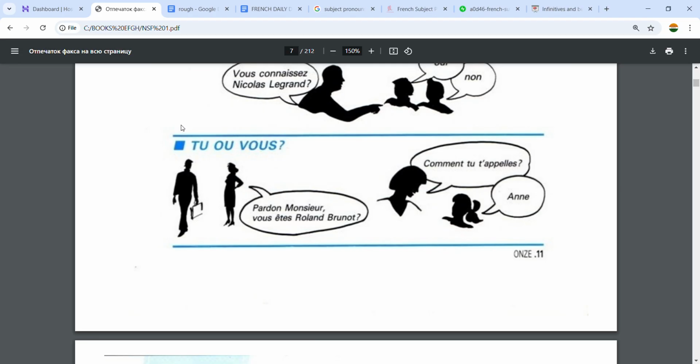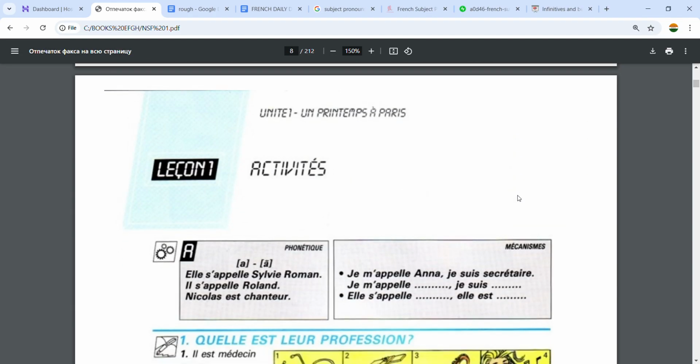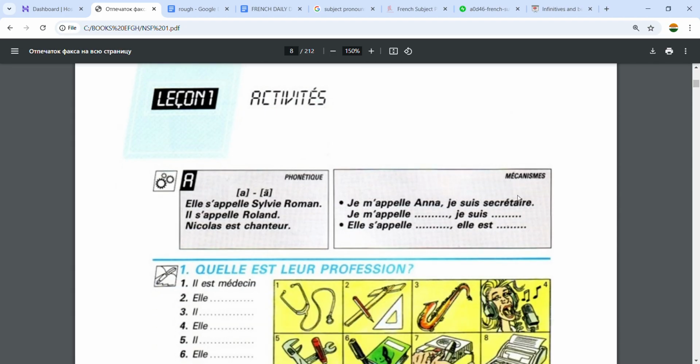So tu and vous, guys, I told you there are two subject pronouns for saying you as in English. One is informal, one is formal, tu and vous. Pardon, monsieur, vous êtes Roland Bruno. Pardon, mister, are you Roland Bruno? Comment tu t'appelles? Comment tu t'appelles means what's your name? Anne. So the person replied, Anne.